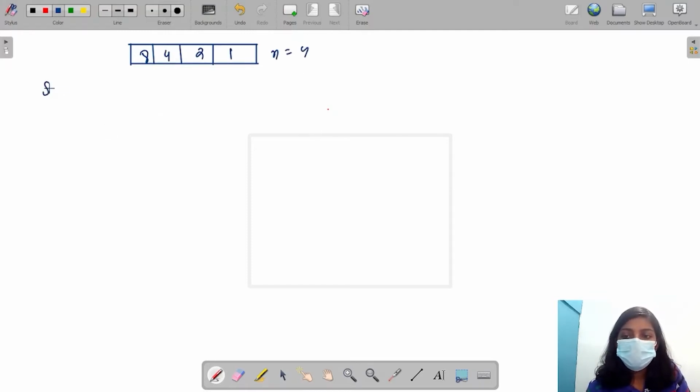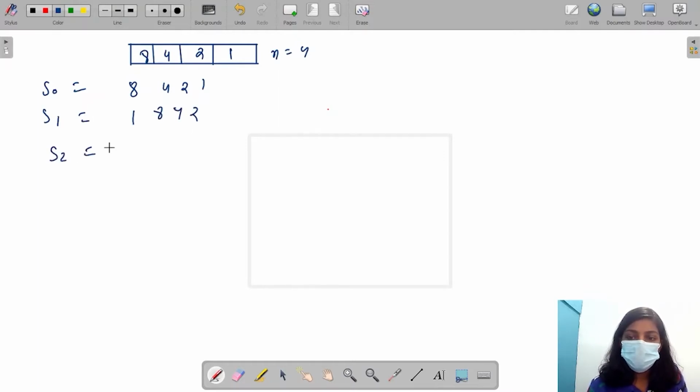So I can have 0 rotation, that is equal to 8 4 2 1, or I can have 1 rotation, so my array becomes 1 8 4 2. If I rotate by 2, my array becomes 2 1 8 4. In the third rotation my array becomes 4 2 1 8, and in the fourth rotation my array becomes again 8 4 2 1, which is equal to S0, right? So here we'll be having 4 states.